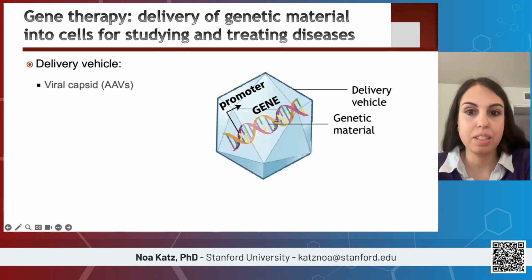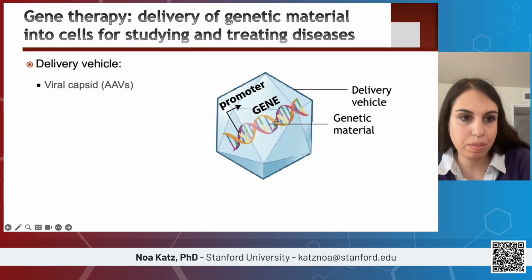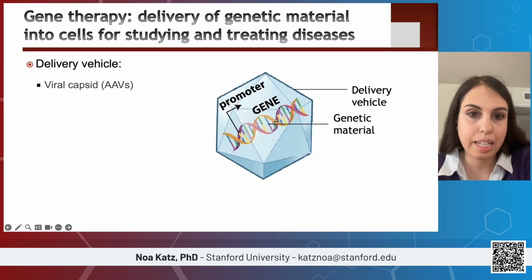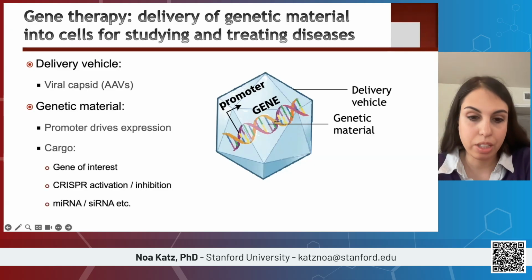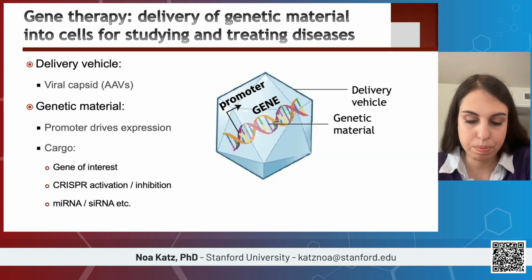So what is gene therapy? It is essentially the delivery of genetic material into cells for promoting health. It is usually comprised of a delivery vehicle. In the case of the central nervous system, the CNS, we usually use the adeno-associated viruses, or AAVs. And inside the capsid of the virus, we have the genetic material, which encodes for a promoter that drives expression of the cargo. And the cargo can be a healthy copy of a gene that we would like to deliver to patients with a mutation. It can be the CRISPR regulation machinery. It can be miRNA, siRNA inhibition, and so many more modules.